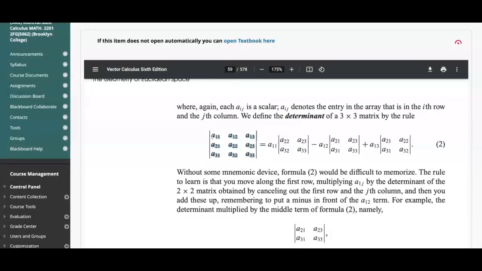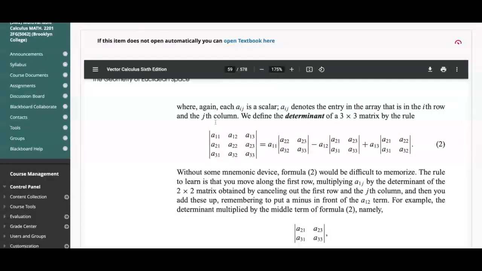We can work with the first row. We can work with any row we want. But let's choose to work with the first row. So what do we do? We take the first entry, A11, as outside, right? So take A11, work with A11, then we work with A12, then we work with A13.